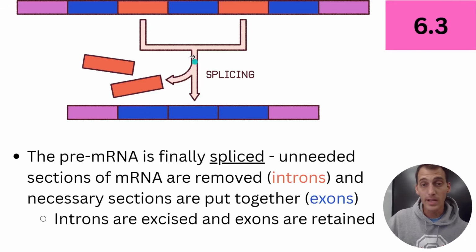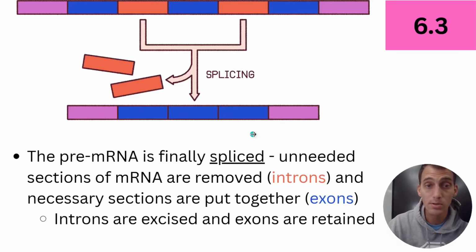Unneeded sections of mRNA are removed. Those are what are called introns, and I put those in red up here, right? So these unneeded sections called introns get taken out. And now the blue sections, which are called exons, those are necessary sections that the cell wants to keep, are stuck together, kind of like editing a video, right?